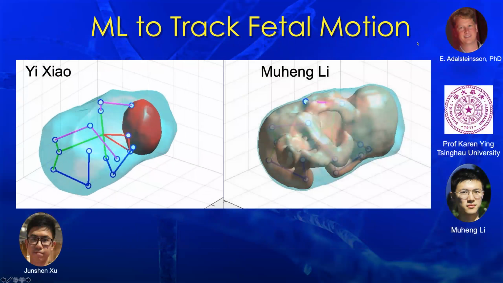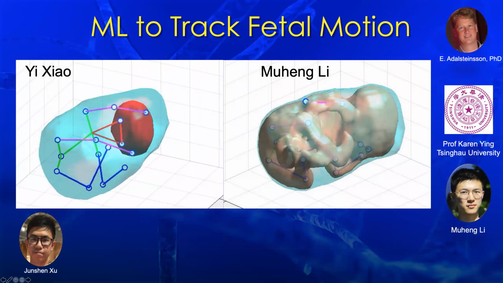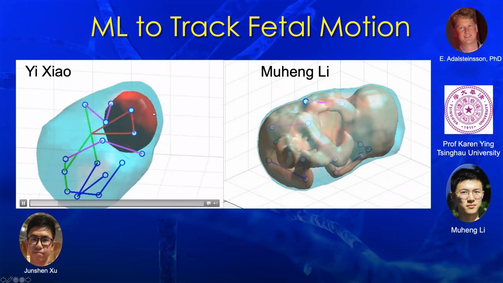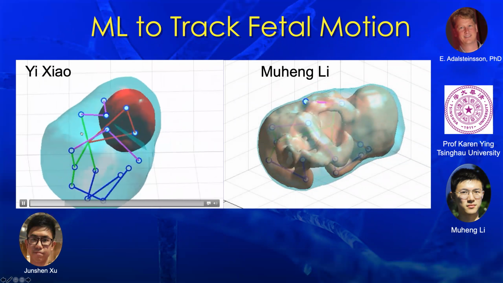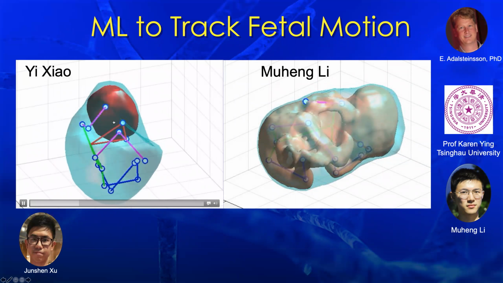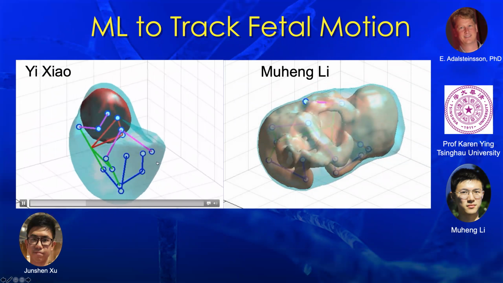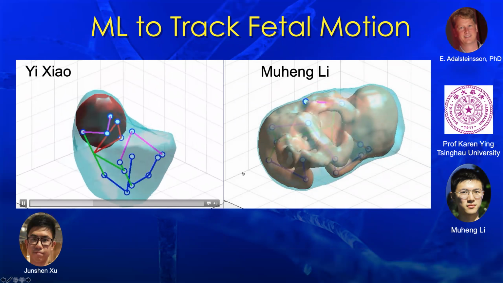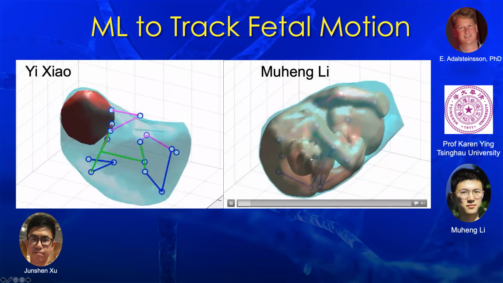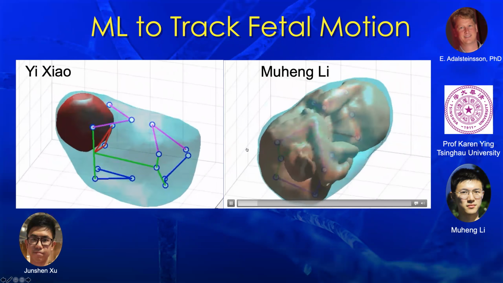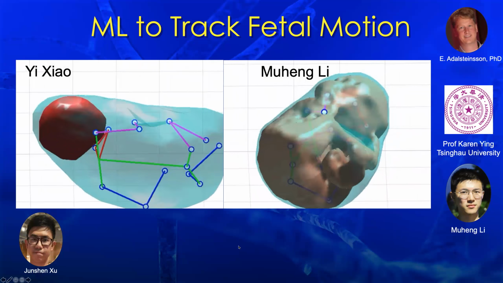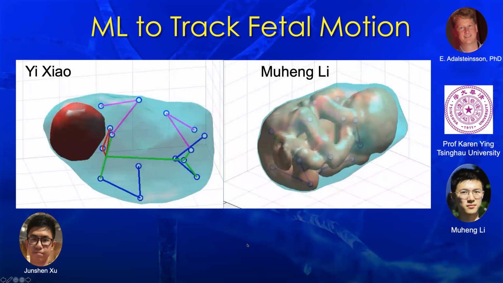In a collaboration with the MIT team of Elfar Adalsteinsson and his group, we've used machine learning approaches that key on different joints of the fetus. So these are the shoulders, the elbow, the wrist, the knee here, and the ankle. And we can track fetal motion over time. And this is a surface rendering of that same fetus, showing how the fetal movements can be tracked with these key points, allowing us to quantify fetal motion over time.